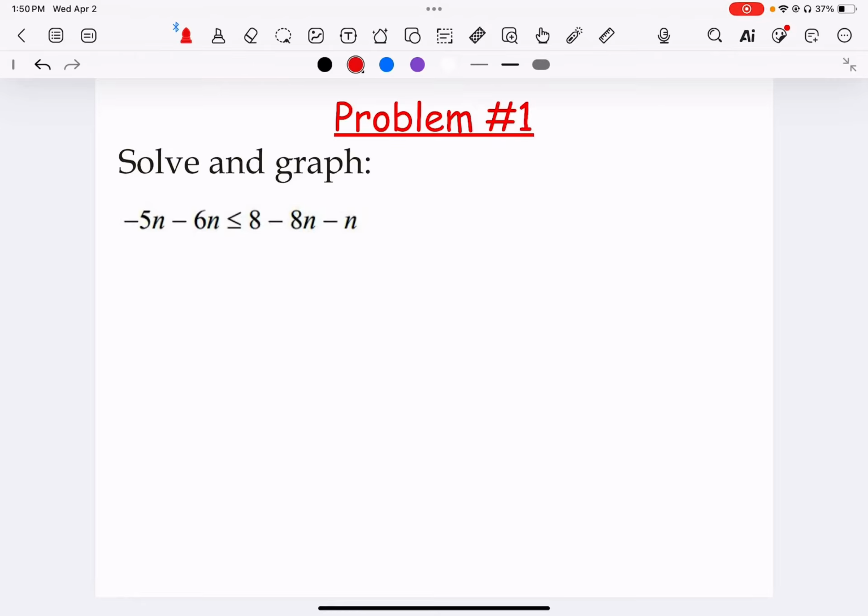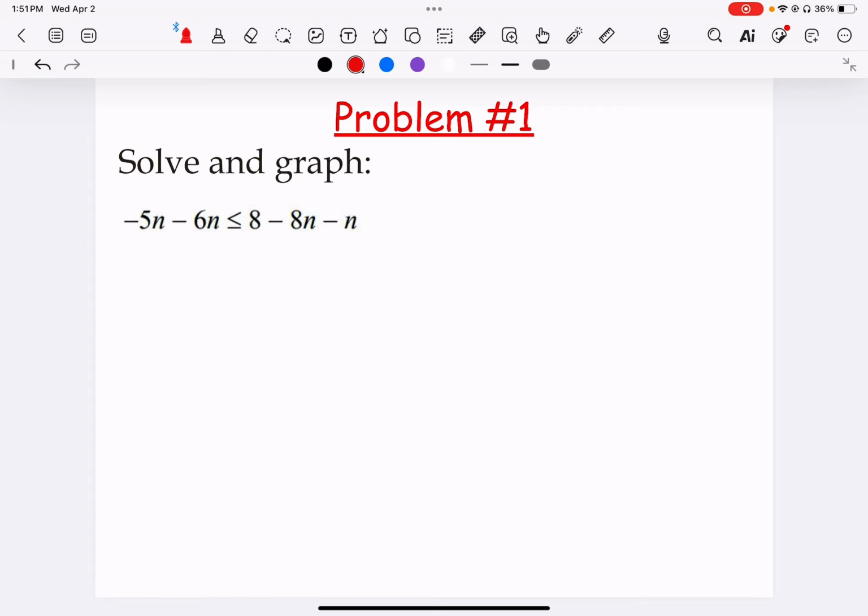This lesson is on solving and graphing inequalities with variables on both sides. This inequality is different because we have variables on the left side and the right side. Just like solving equations, we're going to simplify each side, and then we're going to move our variables to one side and our constants to the other side.